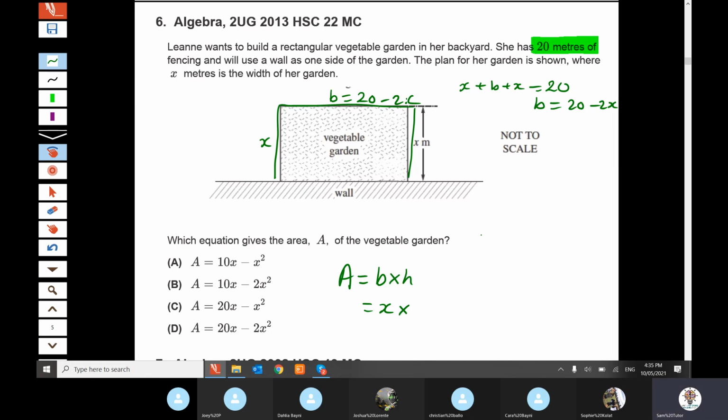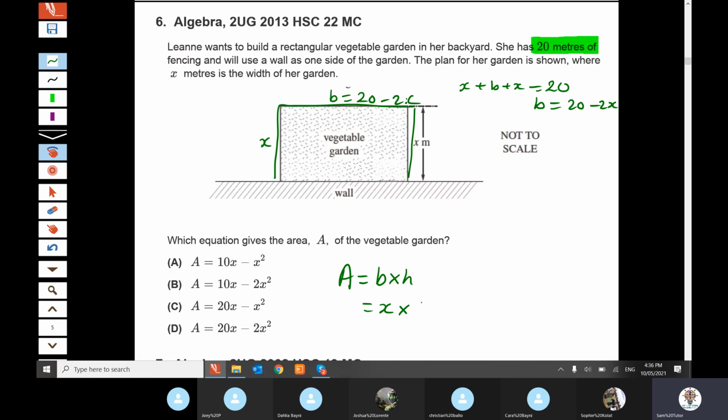Think about that for a second. So if x was 3, if this was 3, isn't this also 3? So then 3 plus 3 is 6. Isn't the base going to be 14? 20 take away 6. Do you see how it works? Yeah. You need to know the algebra behind that.